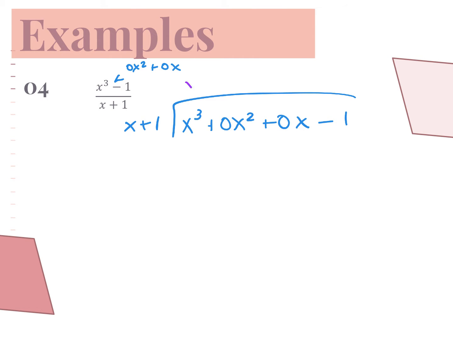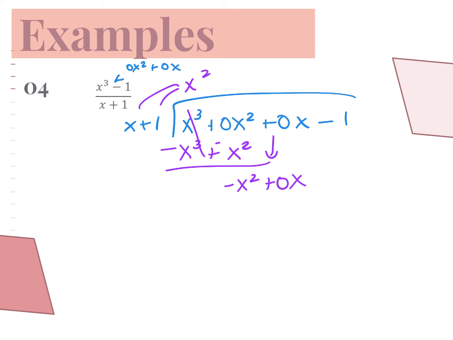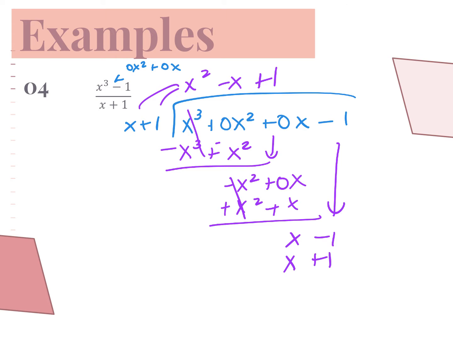So then on the outside, I'd multiply that by x squared. Goes both times. Change your signs. These cancel. Negative x squared. Bring down the 0x. Multiply by negative x. Change your signs. These cancel. x. Bring down the 1. Minus 1. And it's positive 1. Multiply it out. x plus 1. Change your signs. Cancels. And I get negative 2 for my remainder.